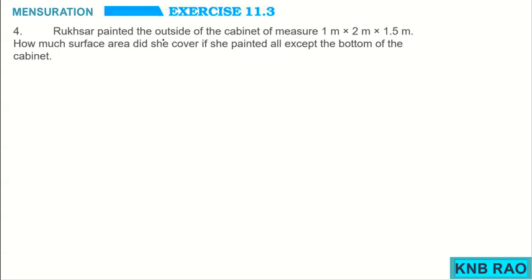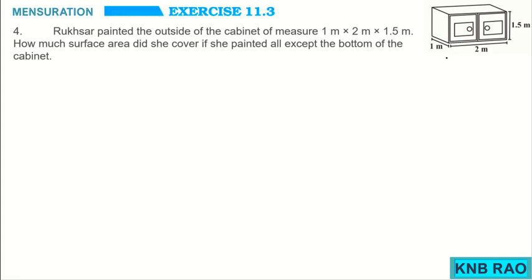Ruksa painted the outside of a cabinet of measures 1 meter by 2 meter by 1.5 meter. How much surface area did she cover if she painted all except the bottom of the cabinet? Here is the figure. In this cuboid box, 1 meter breadth, 2 meter length, 1.5 meter height. She has painted the outside surfaces.